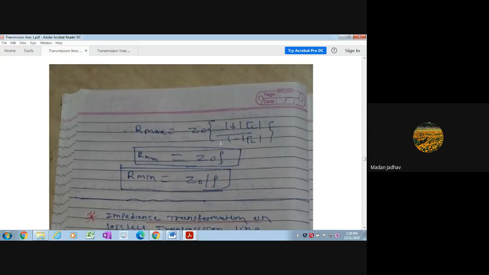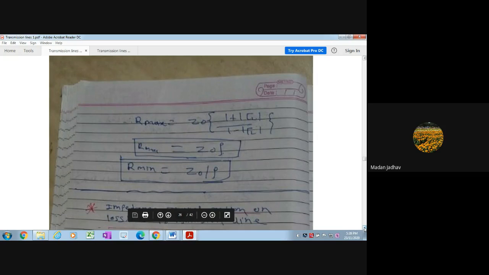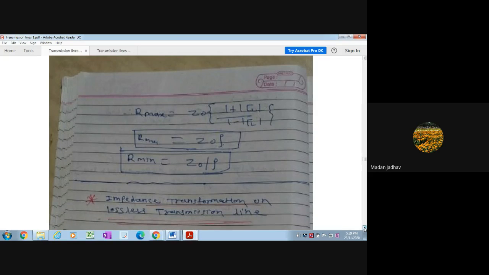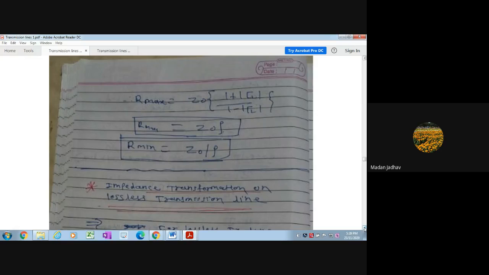Vmax and Vmin will be measured. We move the tap of the voltage measuring probe, so that you get the voltage maximum and minimum along the transmission line, and then it is possible to find the voltage standing wave ratio in the laboratory. Okay, now if you know the characteristic impedance, then you can find out R max and you can also find out R minimum.